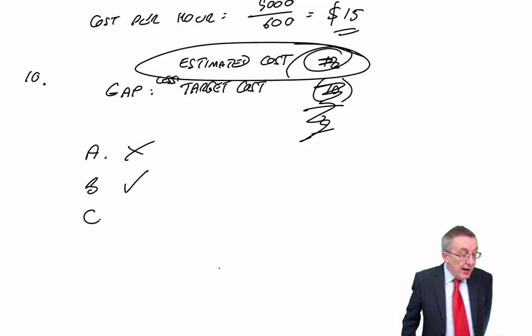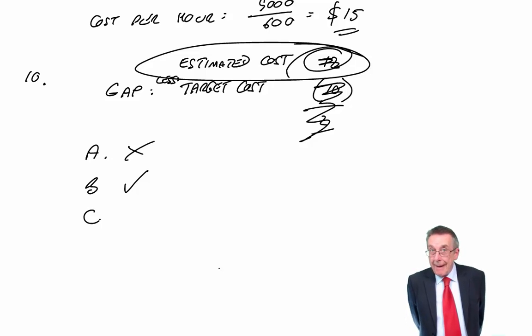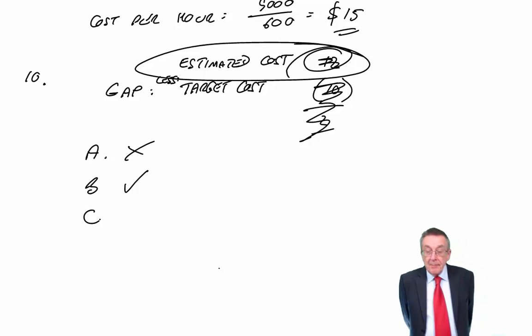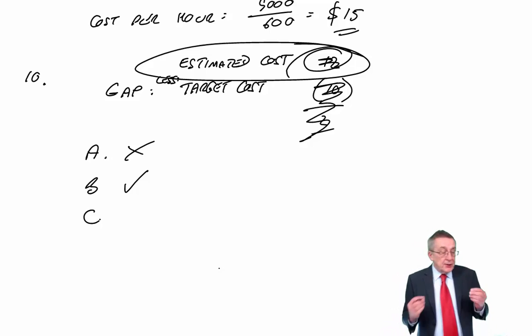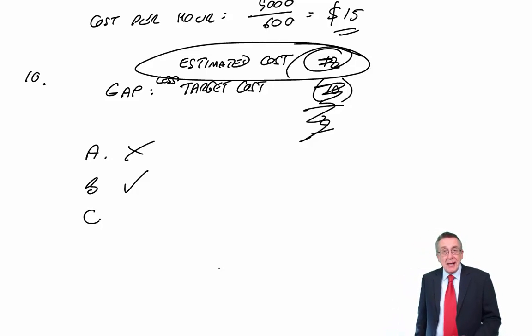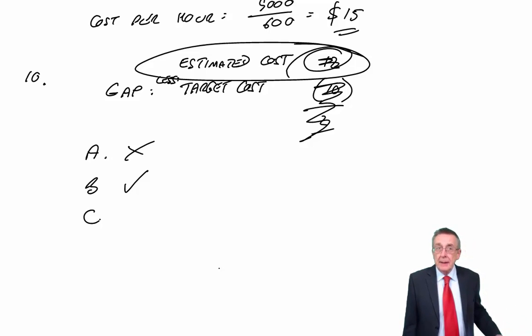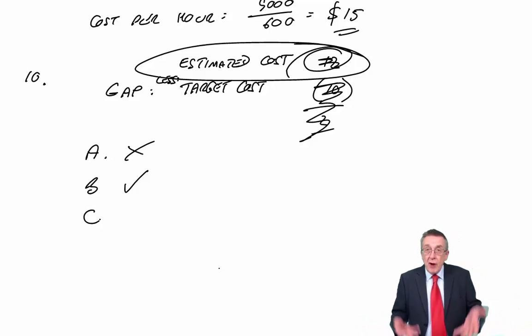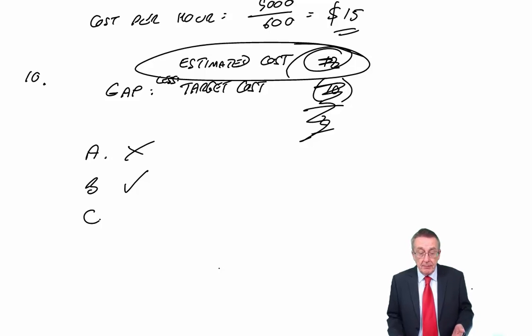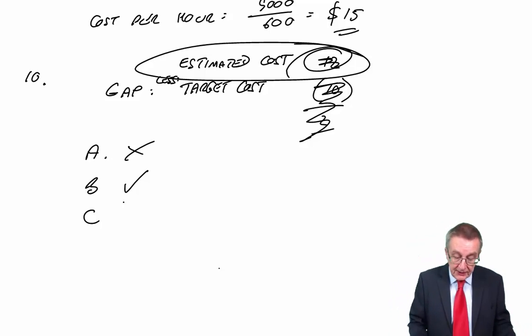C, raise the selling price of P. No. No, that comes first. The selling price will be what we think we can sell it for, and then we work out the target cost. If we think we can sell it for $20, well, you can't raise the price, because we won't be able to sell it for a higher price. So it's not C.